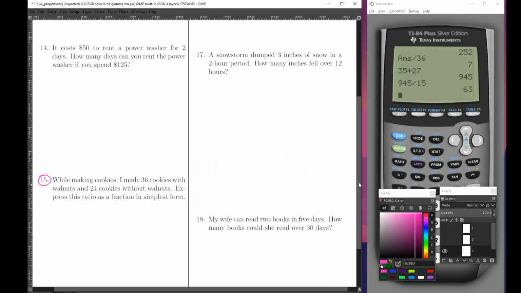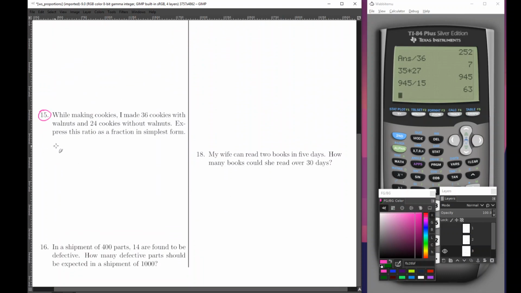15. While making cookies, I made 36 cookies with walnuts and 24 cookies without walnuts. Express this ratio as a fraction in simplest form. With to without is 36 to 24. With, without. 6 goes into 36 6 times. 6 goes into 24 4 times. Oh, we can still reduce. 3 over 2. Great.